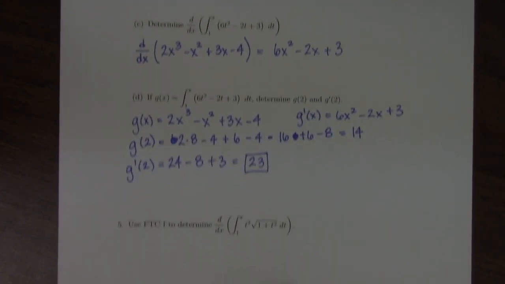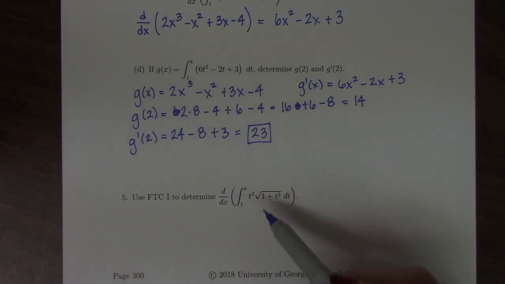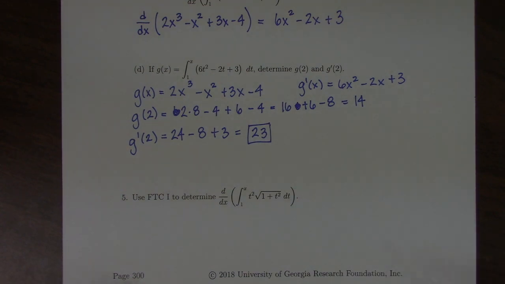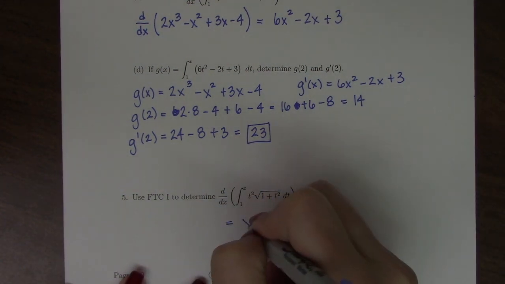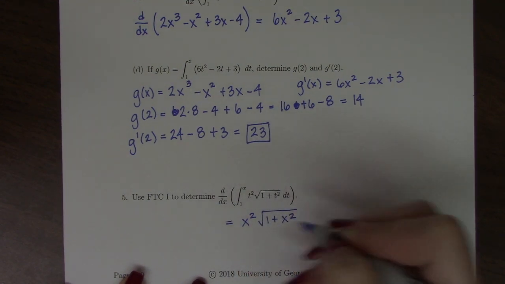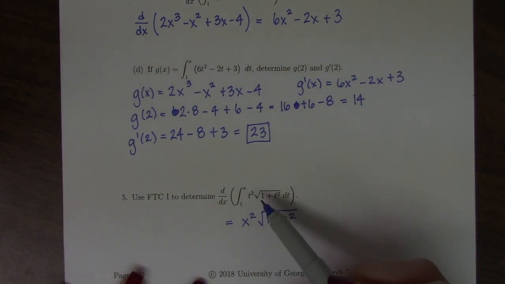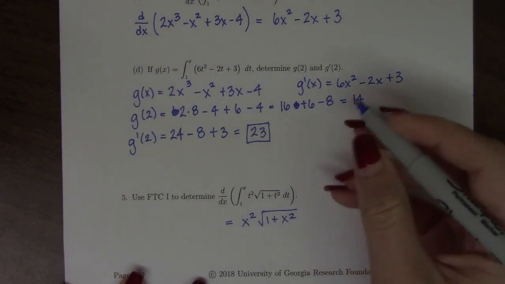So on something like this, where I might not be able to actually go through the steps and anti-differentiate piece by piece, I know what should happen. This will become the antiderivative, capital F of t, and then as soon as you take the derivative of it and plug in x, you're just going to get this expression as a function of x. So the result is just x squared times the square root of 1 plus x squared. So it gets anti-differentiated, and then we take the derivative.